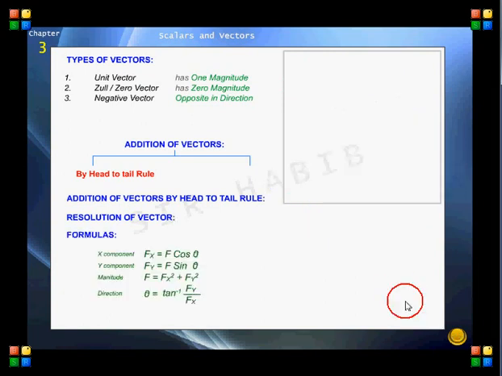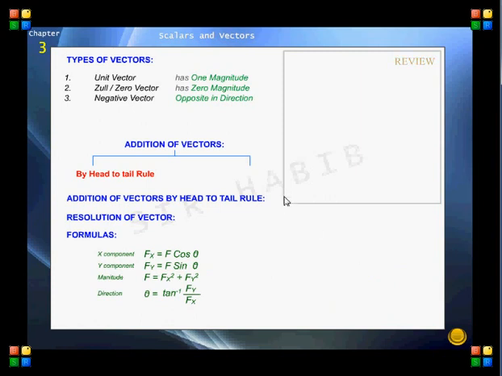Okay, now formulas for this chapter. To find fx, the x component of the vector, we have the formula fx is equal to f cosine theta. For the y component, fy is equal to f sine theta. And for the magnitude of any vector we have the formula f is equal to the square root of fx squared plus fy squared. For direction we can find theta is equal to tangent inverse of fy over fx.